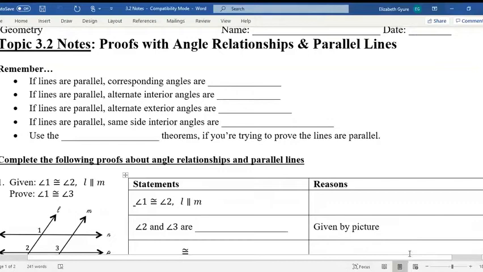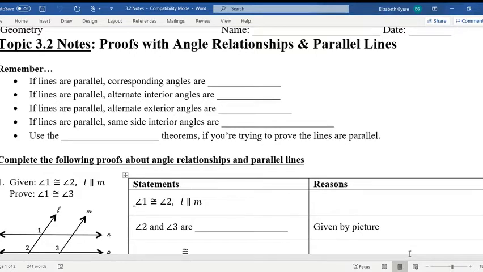So last class we talked about our angle relationships, right? Alternate interior, alternate exterior, corresponding, all that stuff. Today we're going to use them in a few proofs. There will be one proof on your quiz. So good to know. Okay.